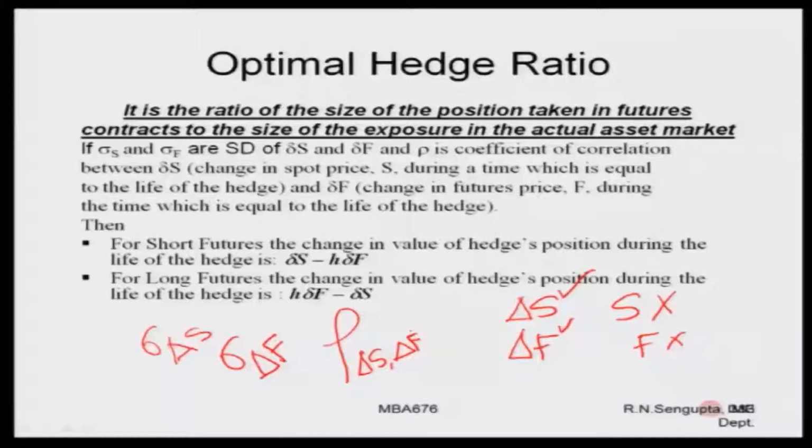So, what you are considering is the correlation coefficient existing during a time equal to the life of the hedge, and it is basically the correlation coefficient between delta S and delta F, where delta S is the change in the spot and delta F is the change in the futures F. Then for a short forward, the change in the value of the hedge position is given by this. The first quantum is delta S, the spot rate of change. So, this is the total amount which is happening.